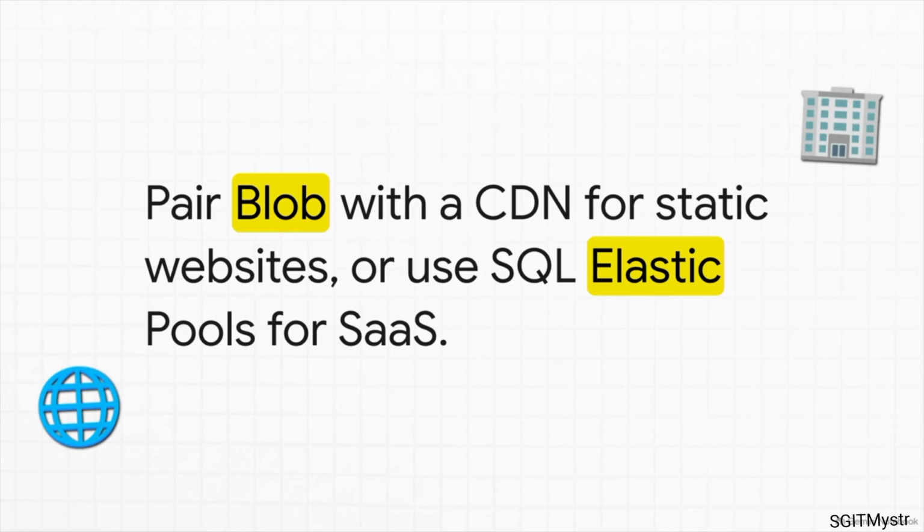Let's look at how this builds into actual real-world patterns. A super classic architectural pattern in Azure is pairing blob storage with a content delivery network. That gives you ultra-fast, incredibly cheap static websites. Or if you're building a multi-tenant SaaS product, utilizing a SQL Elastic Pool allows you to share database resources super efficiently across all your customers, which drastically reduces your monthly costs.